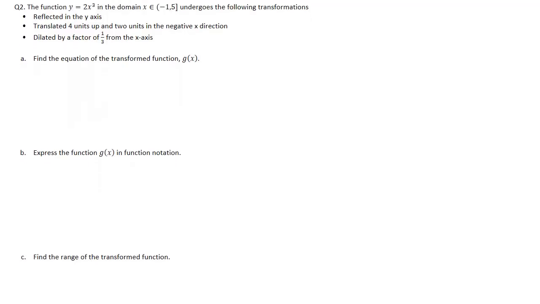Our second question states the function y equals 2x cubed in the domain of this undergoes the following transformations. So first of all, it's reflected in the y-axis. Reflection in the y-axis means that if you have a graph right here, and here's your y-axis, that graph is mirrored on this side of the quadrant. And so what has happened is that our x values, they were positive x, now they become negative x values.